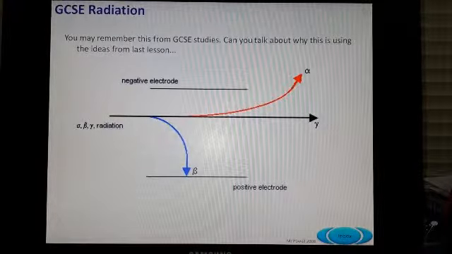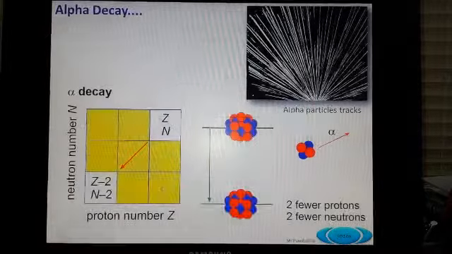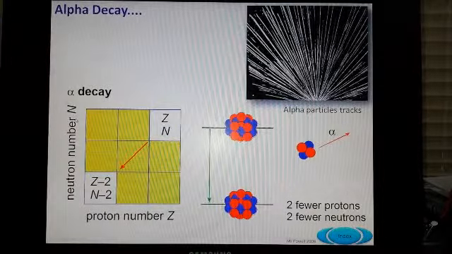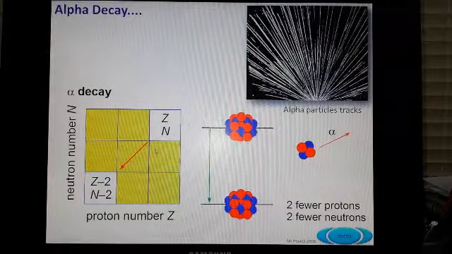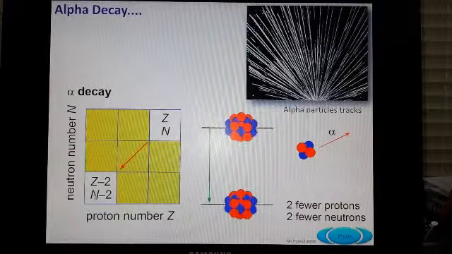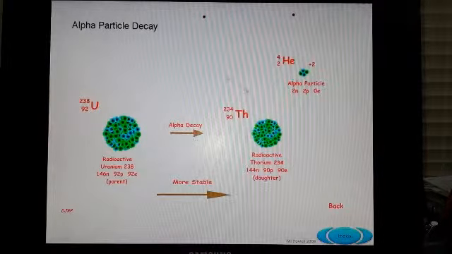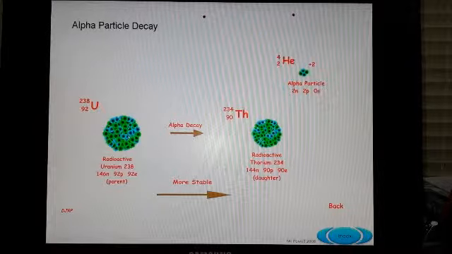We need to be able to explain what happens for alpha, beta and gamma radiation in terms of their tracks and also in terms of Z and N. So we've got to think about how alpha decay loses 2 protons and 2 neutrons. We need to look at alpha particle decay in this type of way, where you've got a parent atom and then a daughter atom, and a helium nucleus breaks off and 2 electrons are lost.